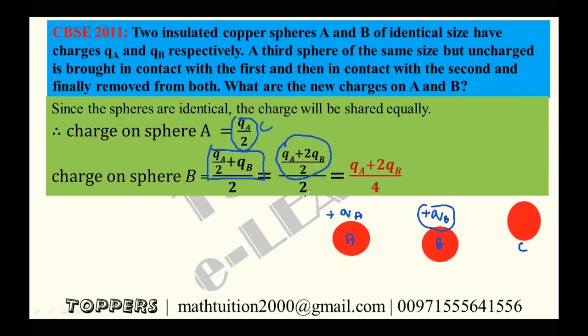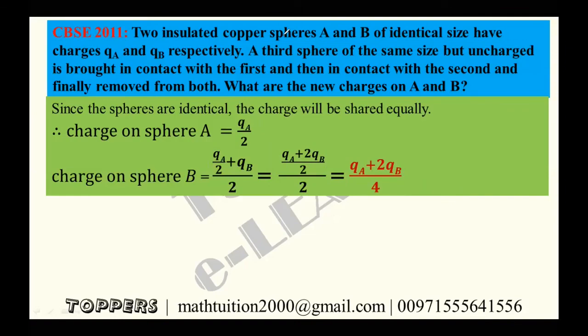Right? So a fraction divided by 2 means multiplying by the reciprocal. So 1 by 2 into 2 will be 4. So (QA plus 2QB) by 4 will be the final answer. That will be the final answer. Okay? Clear?